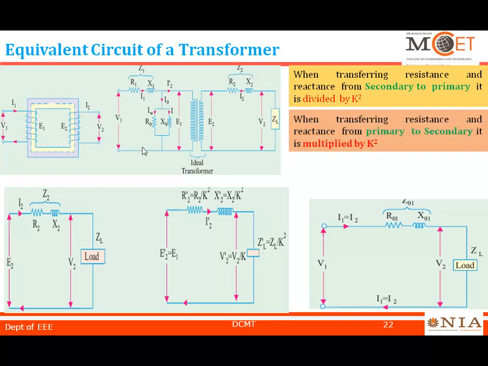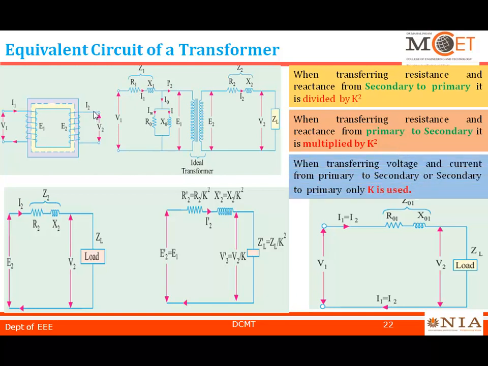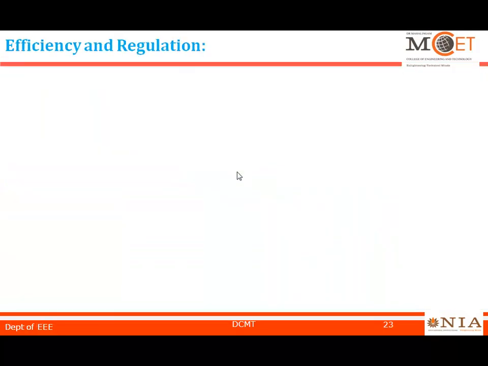Again, when transferring the resistance and reactance from primary to secondary, it should be multiplied by K square. When you are transferring the voltage or current from primary to secondary or secondary to primary, only K is used. So remember this: from the open circuit and short circuit tests, we are going to find the equivalent circuit parameters. Now, efficiency and regulation.